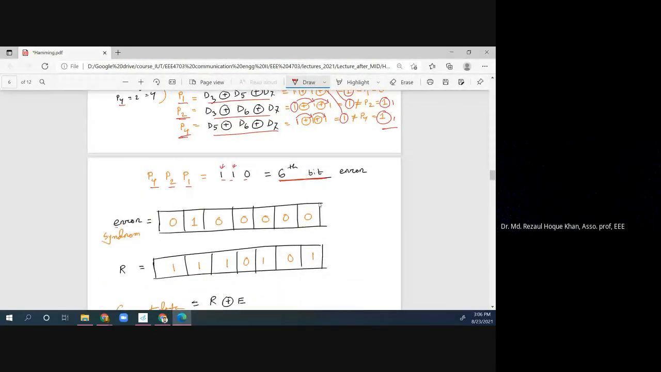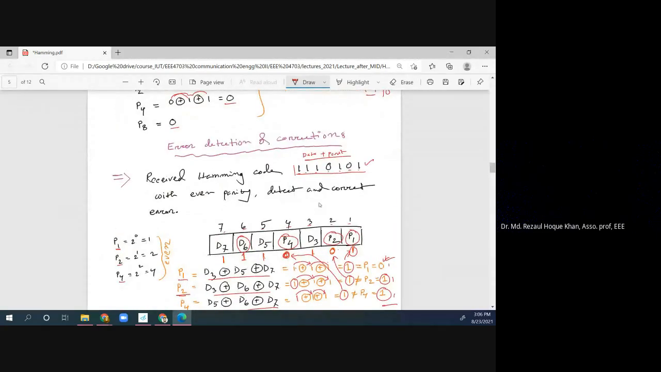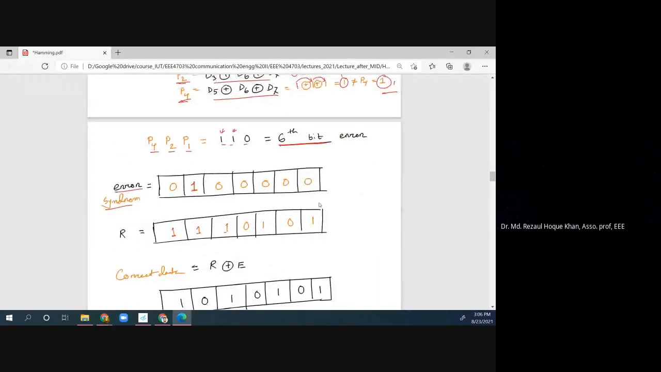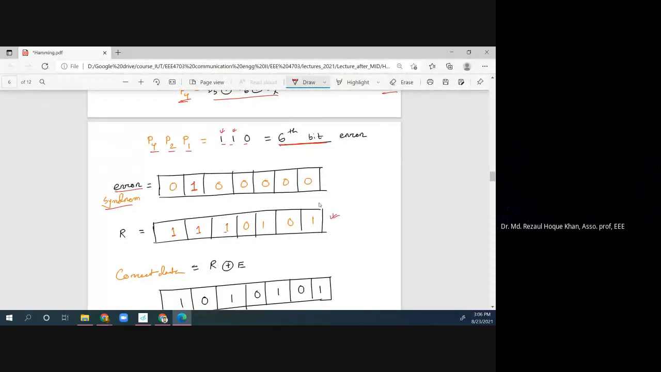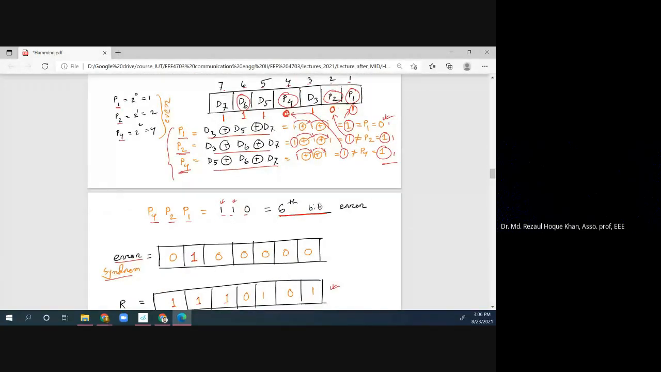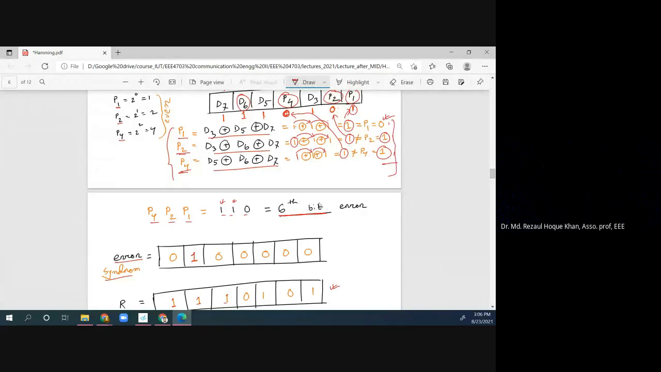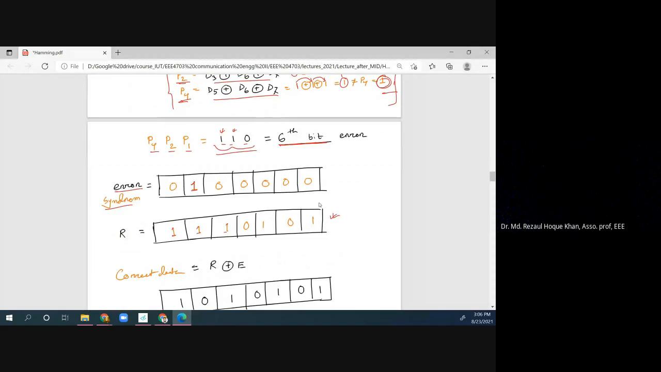So this is called the error syndrome. We write the 6th bit; we don't care about the other ones. This is our original received Hamming bit. You receive this, and after receiving, you do this calculation and detect that this should be the parity code. Based on the parity code, we already know there is an error because these 2 bits got mismatched, and from the parity bits we know the position is the 6th bit.